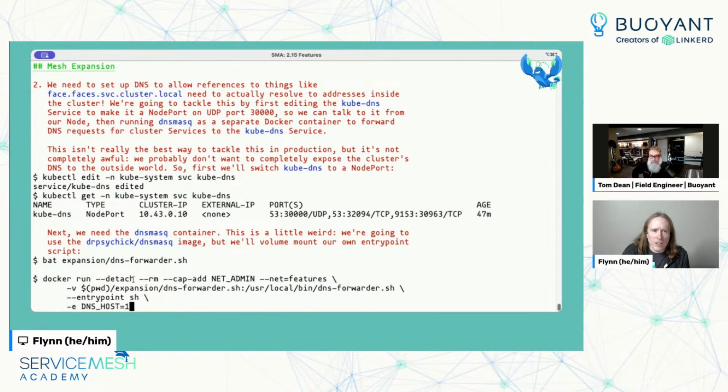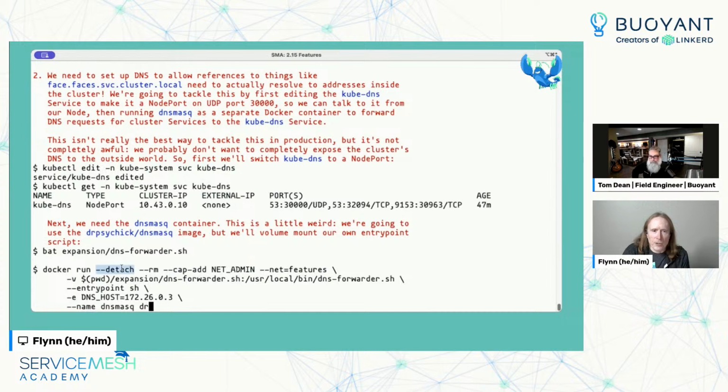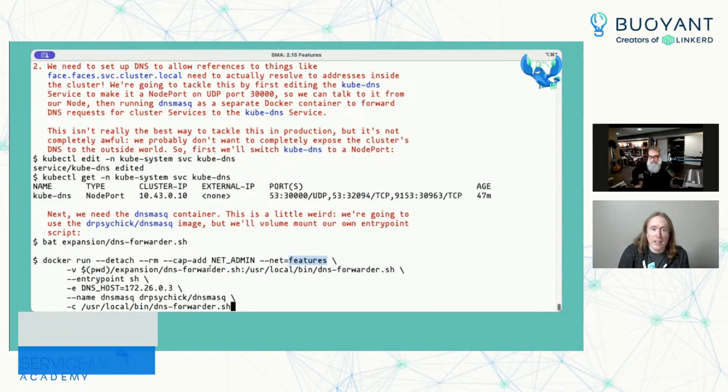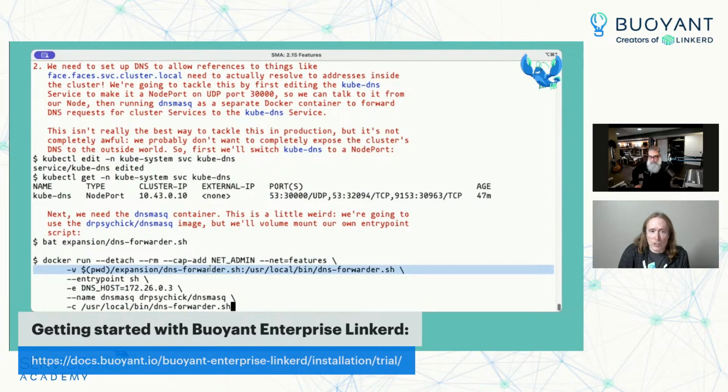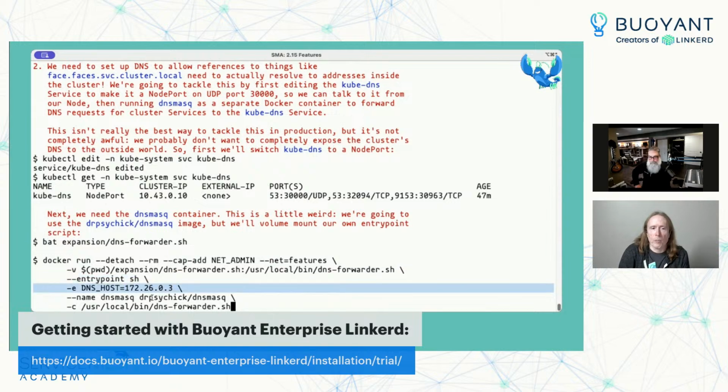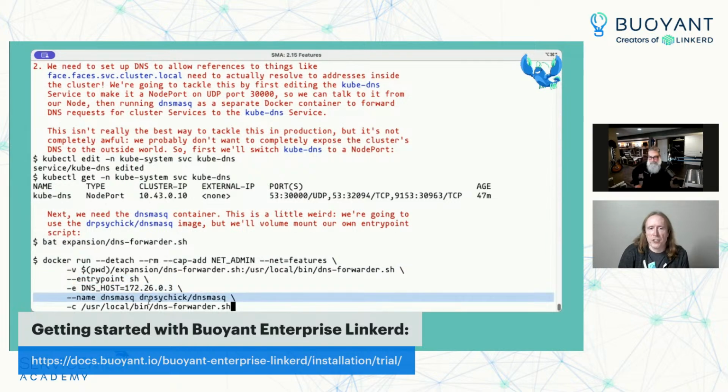We want to run a Docker container. We're going to detach it. We're going to remove it once it's done. We give it netadmin so that it can bind on port 53. We attach it to the features network, which is the one that we put our Kubernetes cluster on. This is the volume mount for the startup script. We're going to have it run bin/sh as its entry point. We set an environment variable. We give it a name and tell it an image.